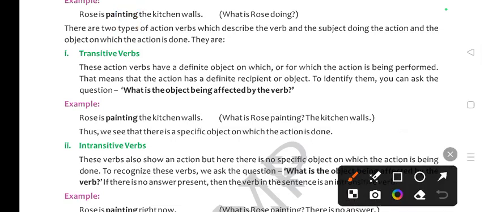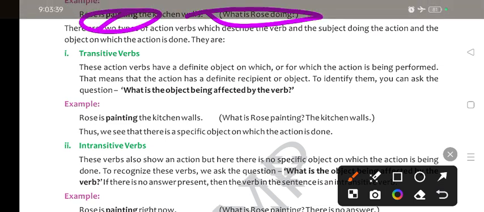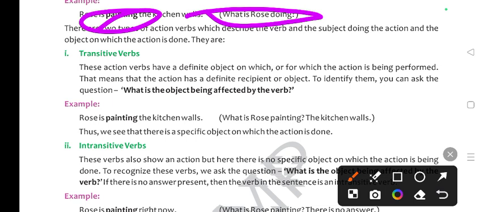Let's try to understand with an example. Rose is painting the kitchen walls. So what is Rose doing? She is painting. So painting is the verb. There are two types of action verbs, which describe the verb, the subject doing the action, and the object on which the action is done. They are transitive verbs and intransitive verbs.